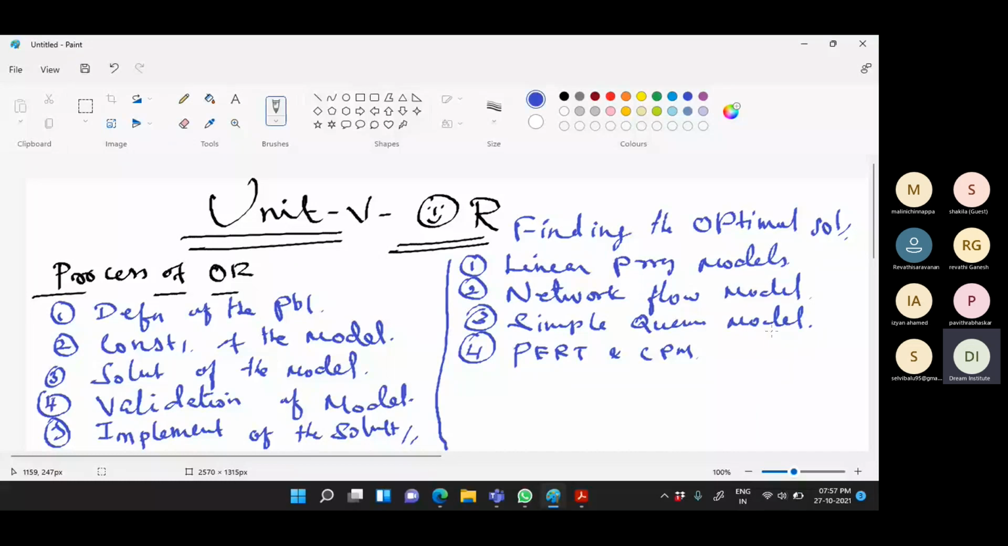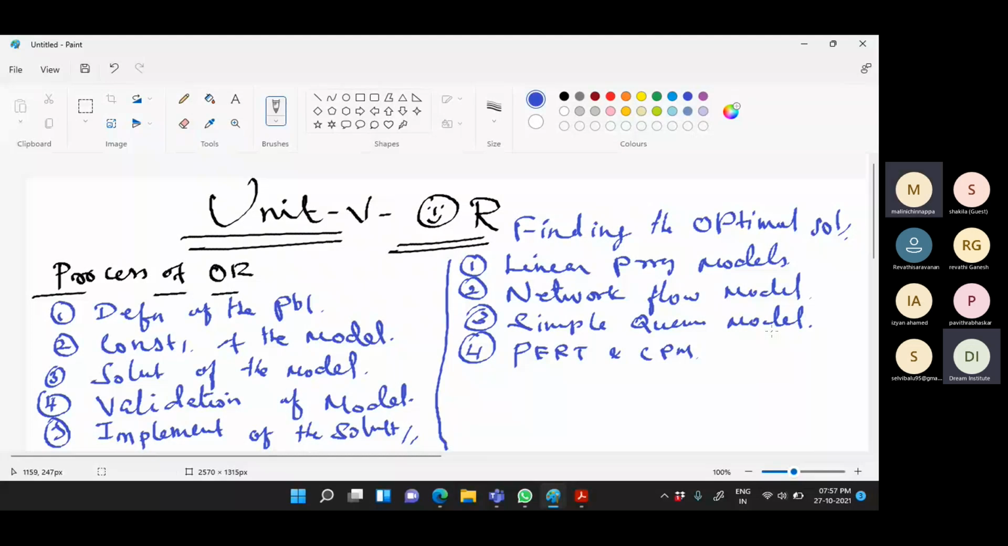Linear programming model has some subdivisions like graphical method, simplex method, duality method, integer programming problem, like that. And network flow model means network related problems. Okay, and the queuing model: one server, multi-server, infinite capacity, finite capacity. These are all some topics. Last one is PERT and CPM.